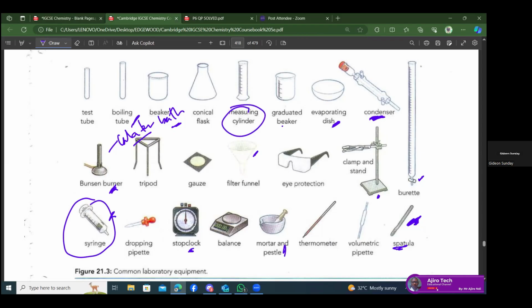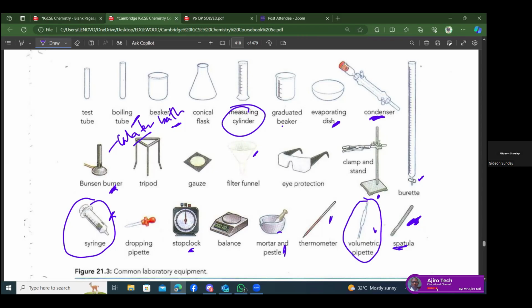Mortar and pestle for crushing, okay? You want to convert the lumps to powder, you need a mortar and a pestle. The thermometer for measuring temperature. We've talked about the volumetric pipette, which is to measure accurate volume. You can only measure one exact volume. That's one thing about the pipette. Just one volume can be measured. Okay, and it's accurate.